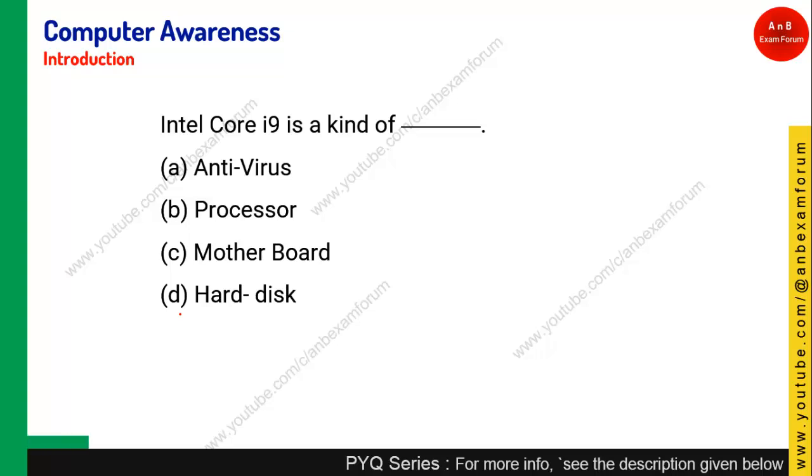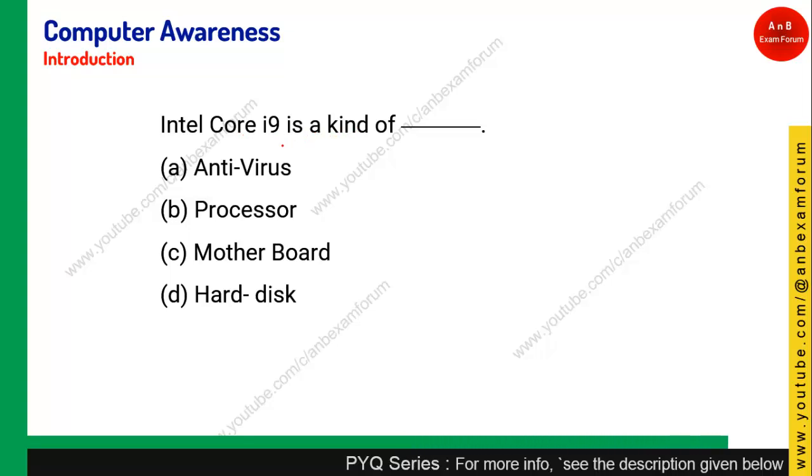Let's see the next question. The next question says Intel Core i9 is a kind of what? Nowadays people have mobile phones and are very tech savvy, so they know that Intel Core i9 is a processor. Intel is one company and their one IC processor is Core i9. So it is a processor.